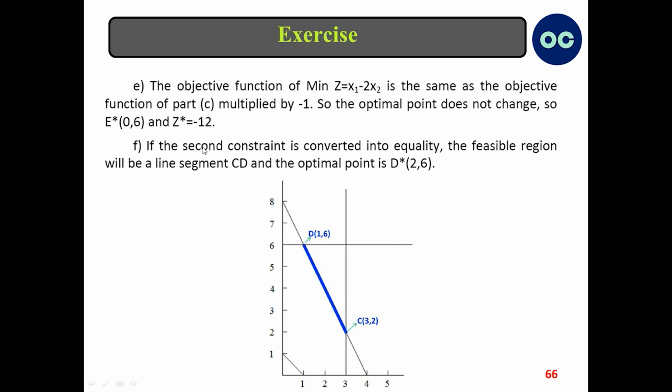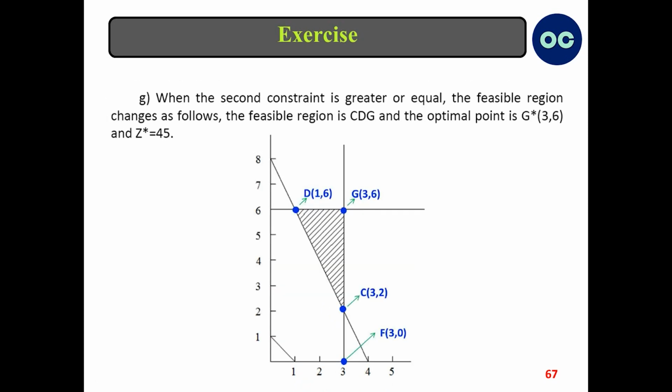In part F, if the second constraint is converted to an equality constraint instead of less than or equal, the feasible region will be the line CD here, and the optimal point will be D star, or this point. We can solve this problem. And finally, when the second constraint is changed to greater than or equal, the feasible region changes to this part, CGD, and the optimal point happens at this point, G star, with the maximum objective function.